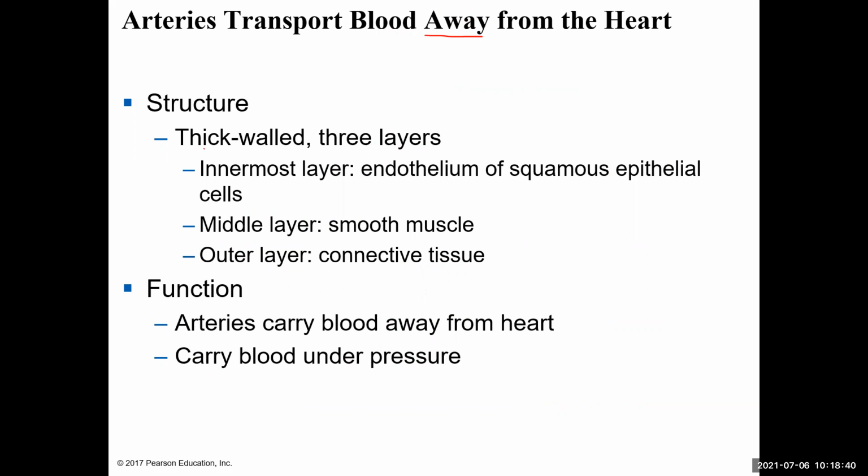Again, like we mentioned, there's three thick-walled layers. The innermost layer is an endothelium of epithelial cells, those squamous cells. So remember, the squamous cells are egg-shaped. The middle layer is smooth muscle, and the outer layer is connective tissue. So this is really similar in the veins. And the arteries not only carry the blood away, but they also carry that blood under pressure, again because of the heart pushing that blood out into the arteries.